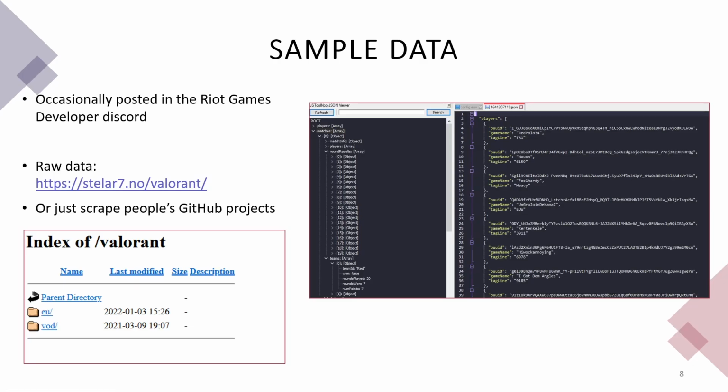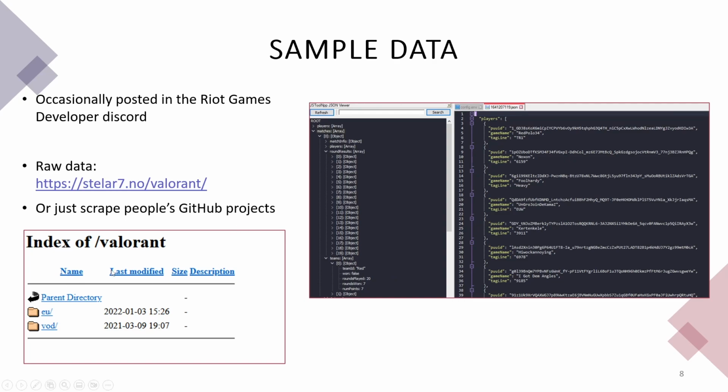Alright, we have documentation, but how do we get data that we want to work with? Well, occasionally it's posted in the Riot Games developer Discord, so sometimes someone who actually has an API key may feel generous and just donate their data to the community. One of these examples is this raw data from Stellar 7.